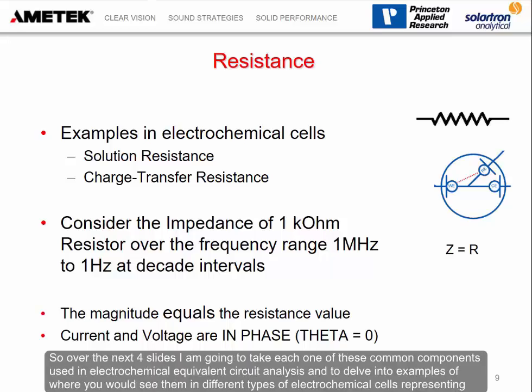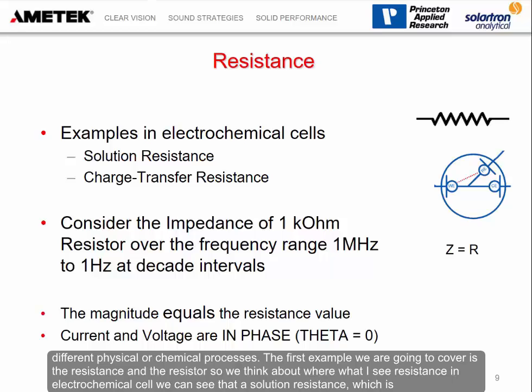So over the next 4 slides, I'm going to take each one of these common components used in electrochemical equivalent circuit analysis, and I'm going to delve into examples of where you would see them in different types of electrochemical cells, representing different physical or chemical processes.